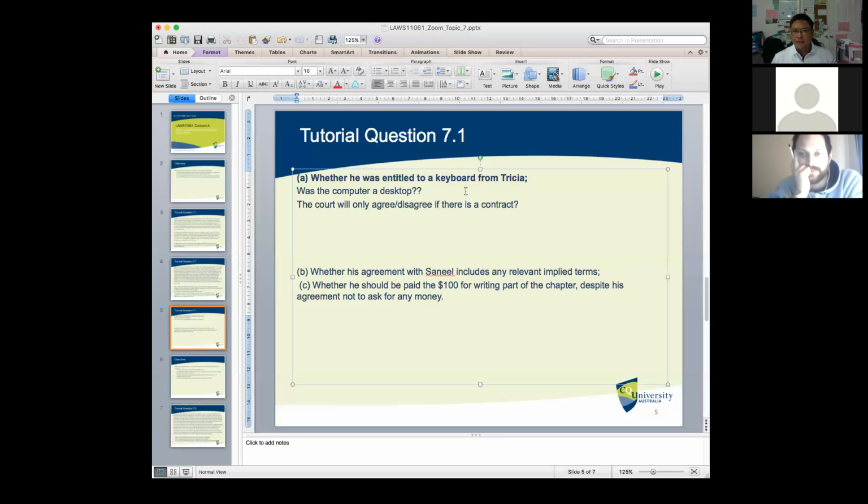Was there a contract between Lachlan and Tricia? So it's clear that the parties failed to agree on whether or not there was a keyboard. The question is, was there a valid contract still between the parties? Let's begin with that, because that's probably okay. So we can agree that there was a contract. Why do we say that there was a contract in the first place?